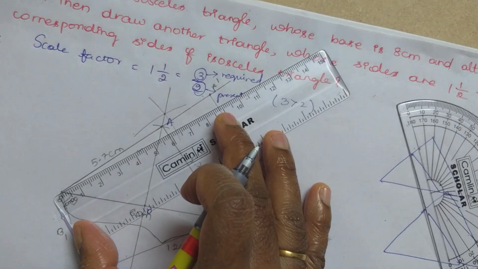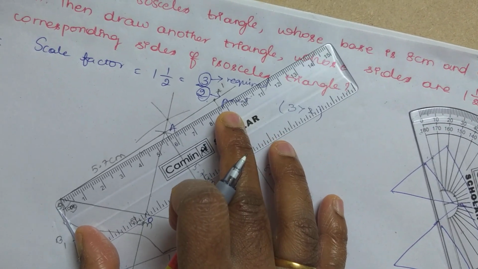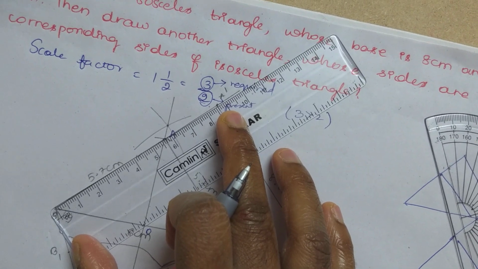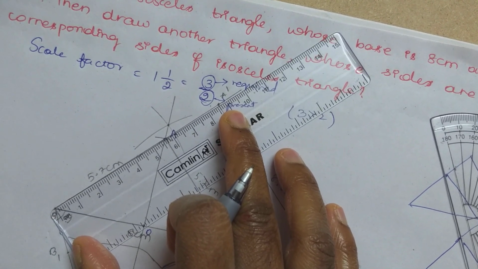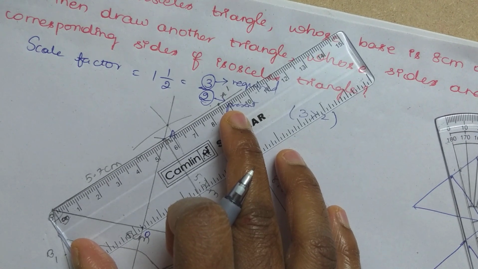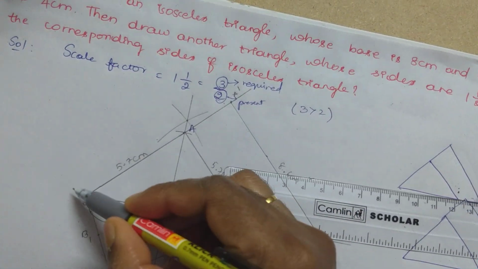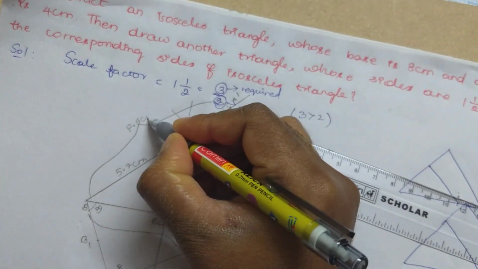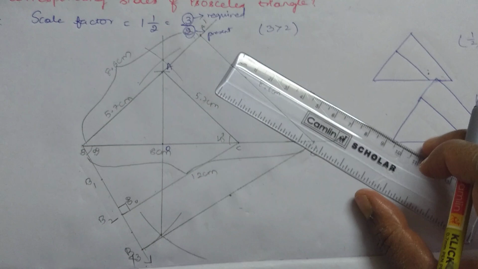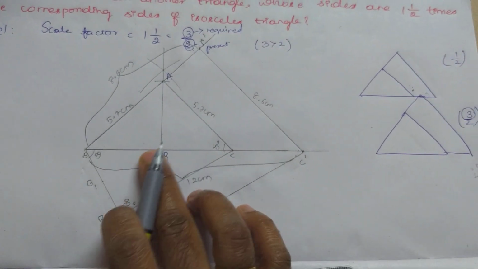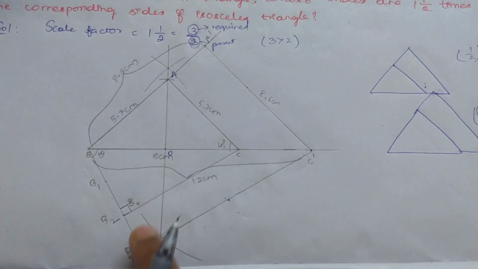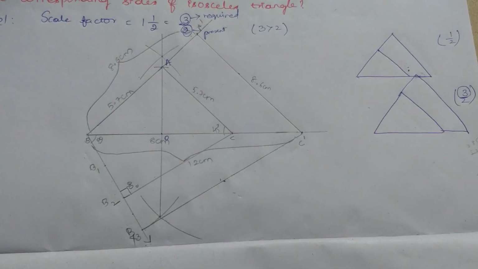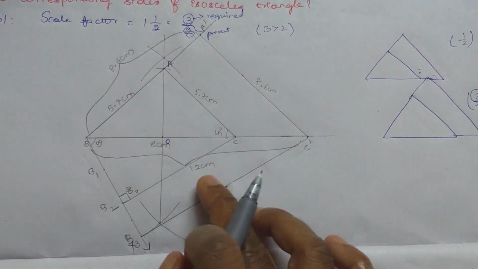So let's see the side A dash B. What is it? You can see here also it's 8.6, right? Exactly 8.6. So this side A dash B is also 8.6 centimeters. So what are the dimensions for the new triangle? Its side A dash B is 8.6 centimeters, BC dash is 12 centimeters, and A dash C dash is 8.6 centimeters.